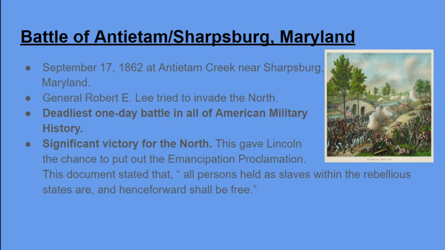This gave Lincoln the chance to put out the Emancipation Proclamation. That was a very important document because it got people in the North fired up. Because up until this point, the South was crushing the North in pretty much every battle. In that document, it says all persons held as slaves within the rebellious states are and henceforward shall be free. So basically, Lincoln is saying if you're in a state that seceded, your slaves are free.